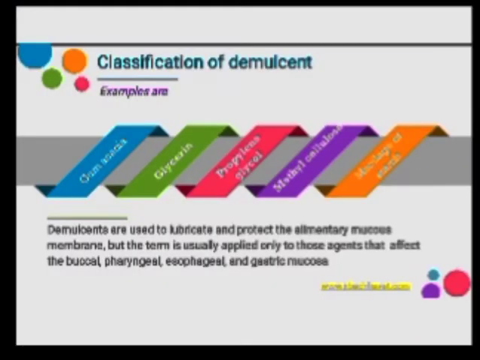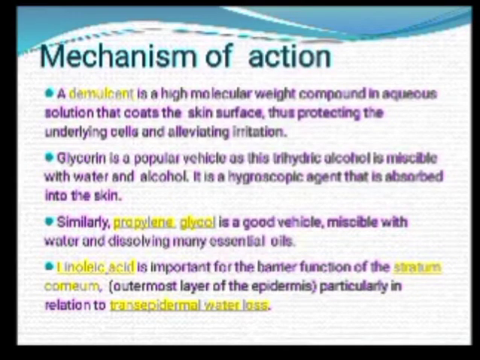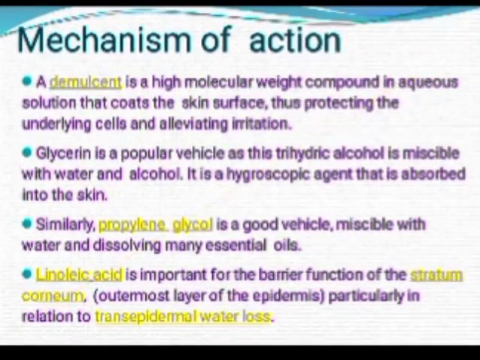Examples of demulcent: gum acacia, glycerin, propylene glycol, methyl cellulose, mucilage of starch. Demulcents are used to lubricate and protect the alimentary mucous membrane. Now we see the mode of action of demulcent.